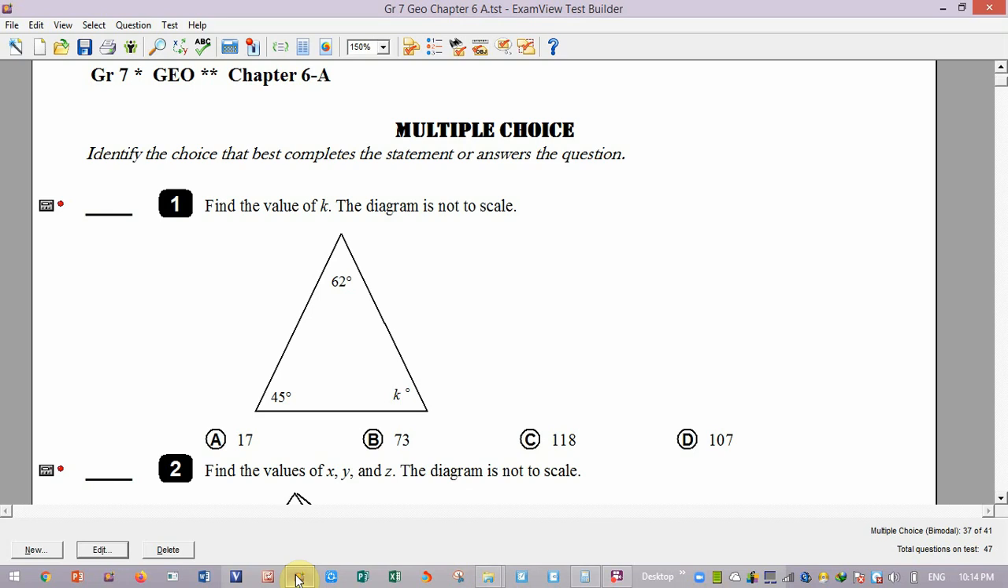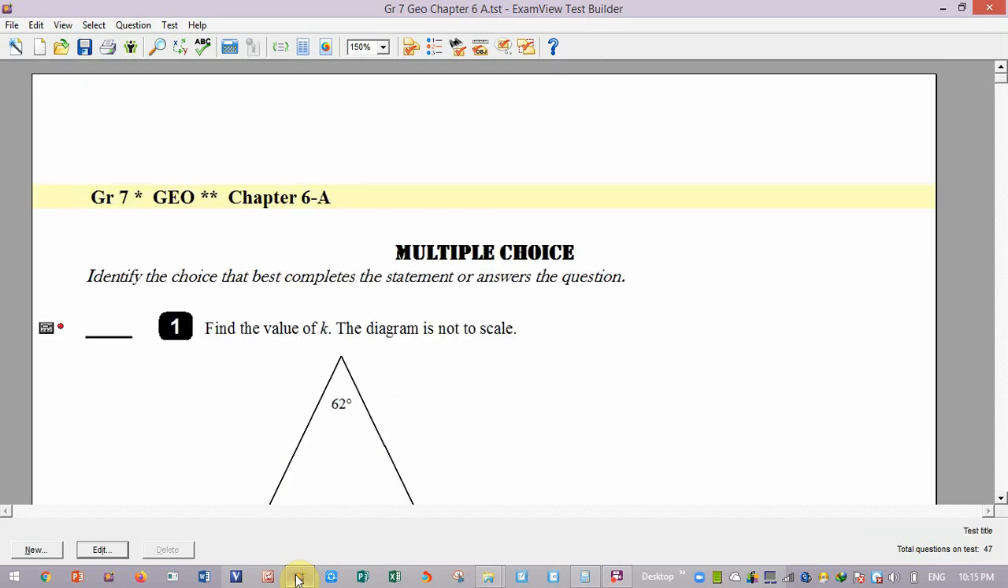The booklet revision, chapter 6a. We will take some problems and skip the others. Number 1, we have a triangle. The sum of measure of interior angles of any triangle is 180. Then K plus 62 plus 45 is 180. Then K equals 180 minus the sum of the other two angles. Then it will be 73. Letter B.